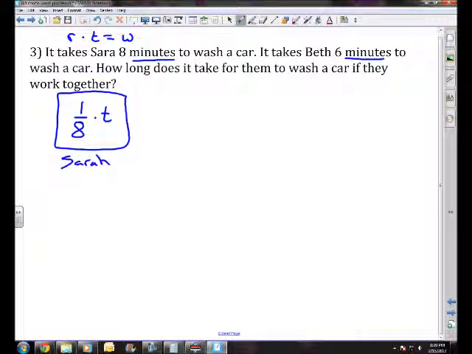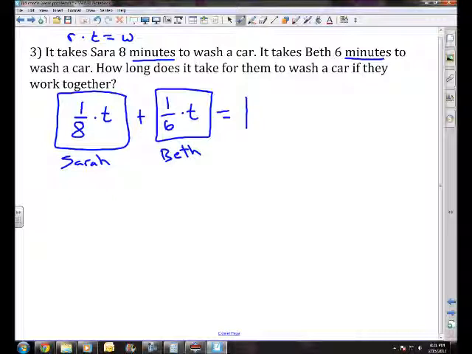Now we're going to add the work that Beth is going to do, and she can wash 1/6 of a car in a minute. She's going to work for T minutes. We're going to add those together, and all together they're going to wash one car. All right, well, so far so good. Sorry, this is Beth.